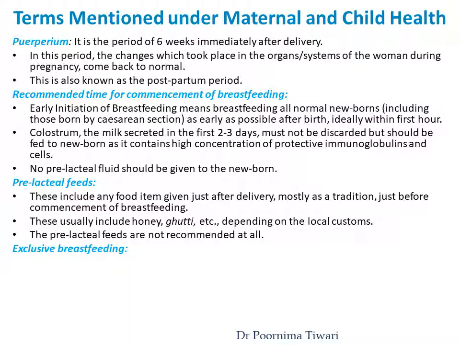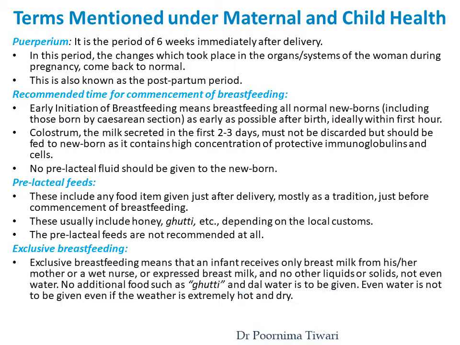What is exclusive breastfeeding? Exclusive breastfeeding means the child is breastfed and nothing else apart from breast milk is given. The child may be breastfed by the mother, or by a wet nurse, or the mother may be expressing her breast milk, which is then given by a spoon or whatever method. But apart from breast milk, no other liquid or solid is given, not even water or dal water. No gutti, nothing else. Even if the weather is extremely hot and dry, water is not to be given. Only then is it known as exclusive breastfeeding.